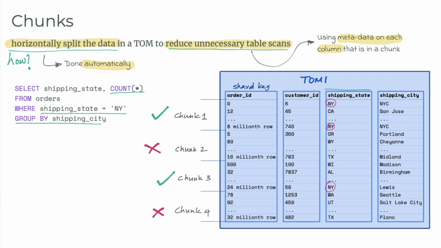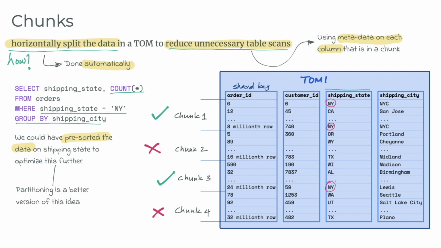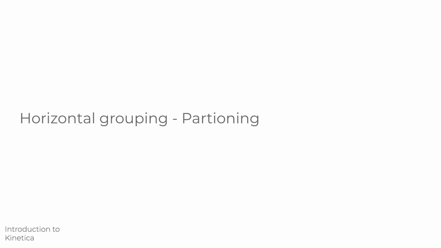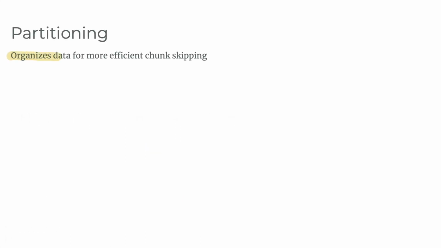The thing to note here is that the values for shipping state were in no particular order. So we could have further reduced the number of records to be scanned if, say, the shipping state had been pre-sorted, which might have organized the data such that all of the values for New York State were in the same chunk, allowing us to achieve better chunk skipping. Partitioning, which we will cover next, is a more finely tuned and feature-rich way to do exactly this. Partitioning provides a way to organize the data to optimize chunk skipping.